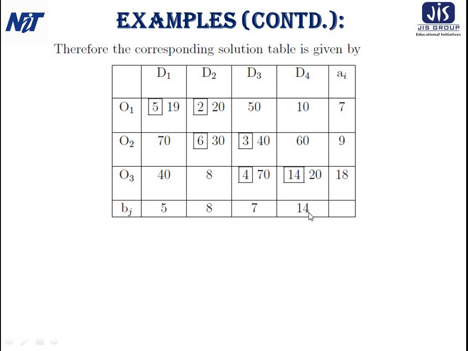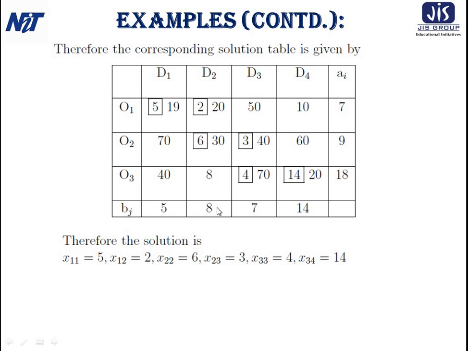Now we have to check whether we have done wrong or not. Summation of xij over j will be equal to ai, and summation of xij over i will be equal to bj. So 5 plus 2 equal to 7, 6 plus 3 equal to 9, 4 plus 14 equal to 18. Then 5, 2 plus 6 equal to 8, 3 plus 4 equal to 7, and here it is 14. So we have done right.